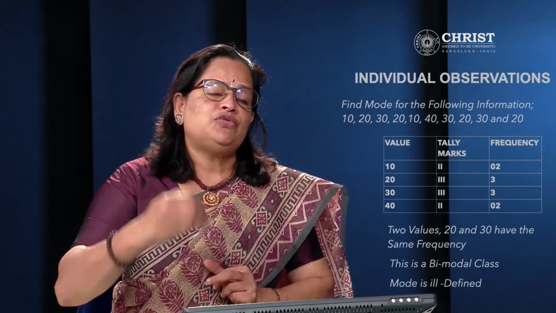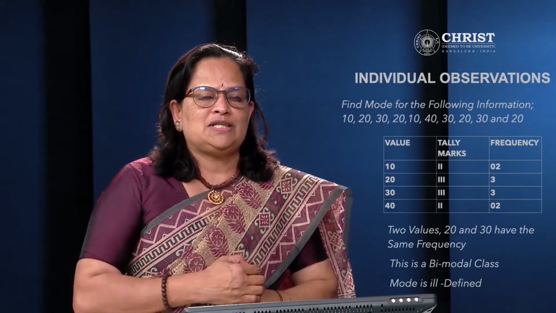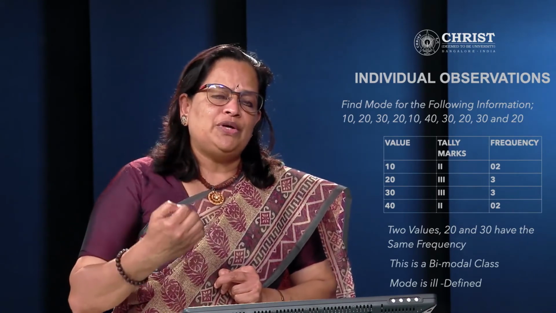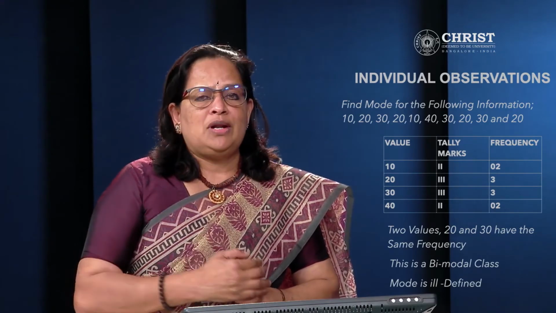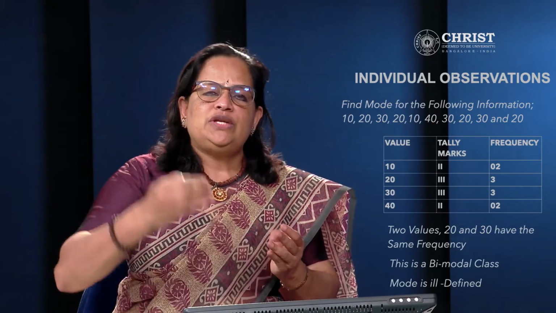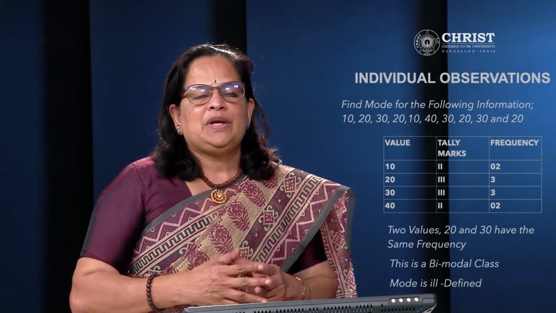There is no equation for calculating mode in the case of individual observations with a bimodal class. For continuous series, we have a separate equation for computing mode if it is a bimodal class, whereas for individual and discrete series, it is not possible. So for individual observations, if it is a bimodal class, mode is ill-defined. But for a unimodal class, if the highest frequency is for one value, we can say that this is the mode of the distribution. This is what I wanted to explain with this module.